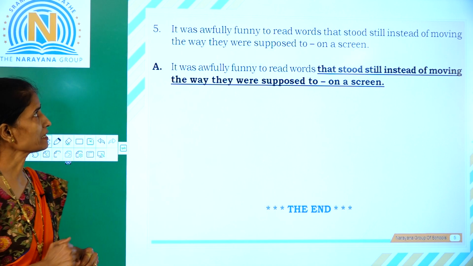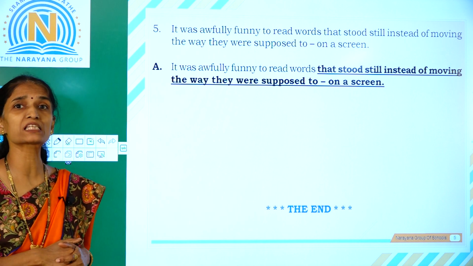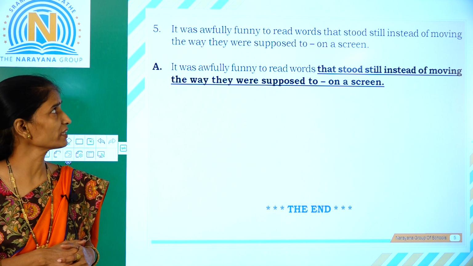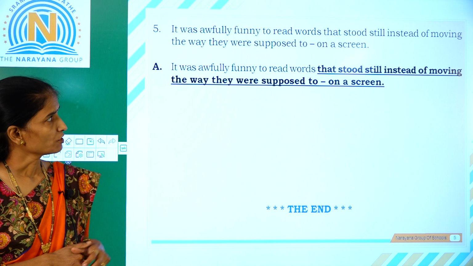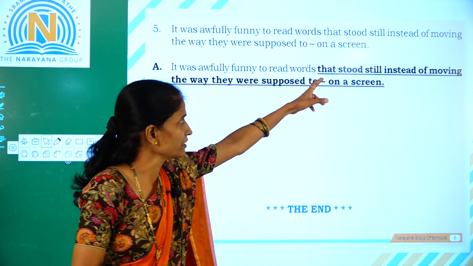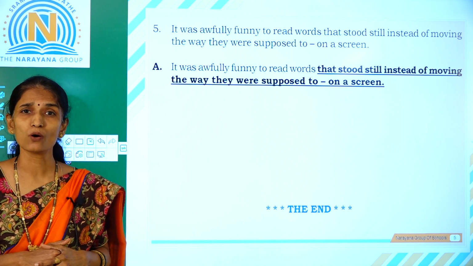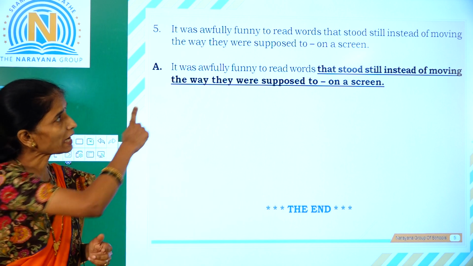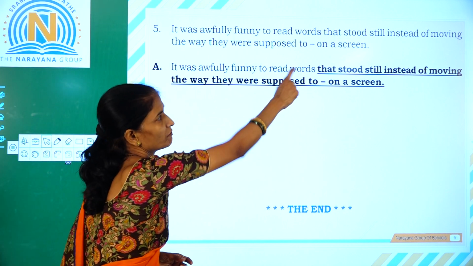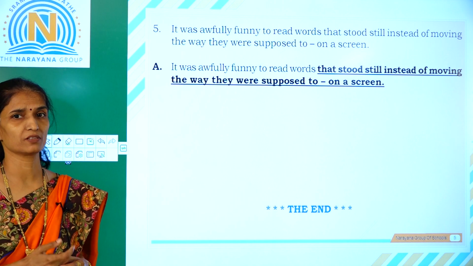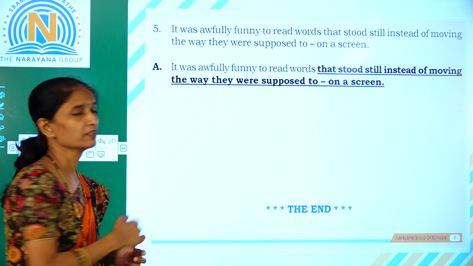Then, the last sentence. It was awfully funny to read words that stood still instead of moving the way they were supposed to move on a screen. Okay, so the relative clause is from that stood still instead of moving the way they were supposed to on a screen. So that is the relative clause. It is referring to the words that stood still. So this relative clause is modifying words.